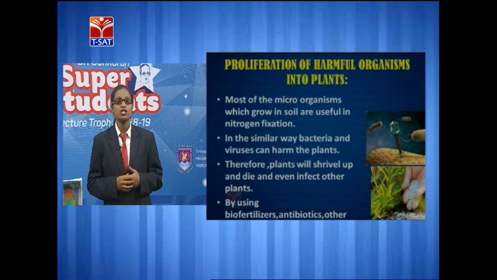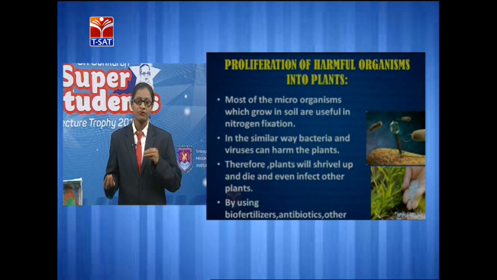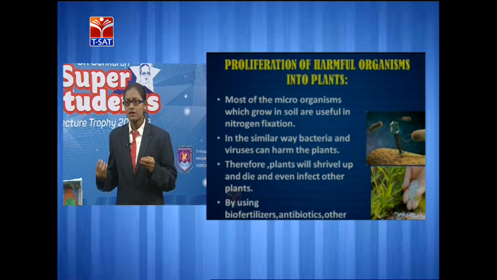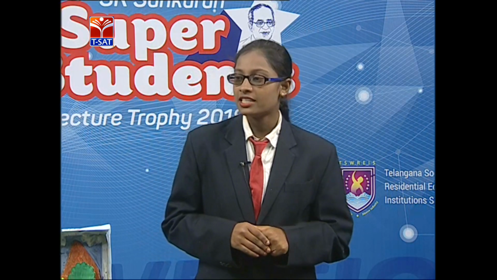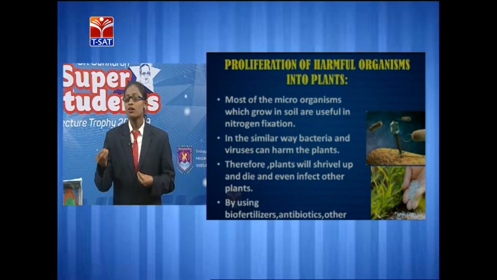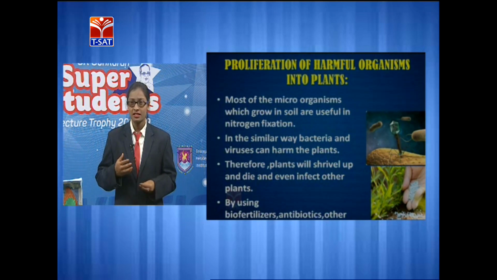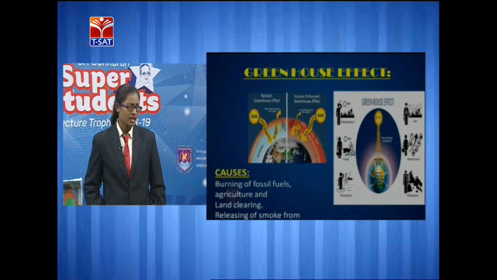I'll say a solution for this is by using biofertilizers, antibiotics and other products, we can control the proliferation of harmful organisms in plants. You can see in the slide that a microorganism is attacking the soil, and in a similar way we are taking some measures to control that bacteria. So we have added some antibiotics to the plant, so that it will be protected the most and it will save us.